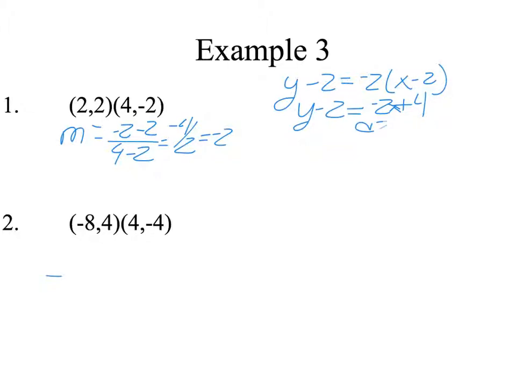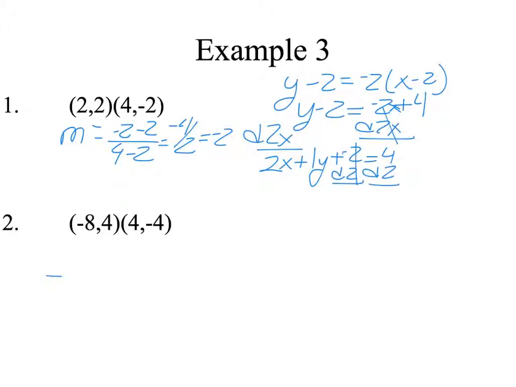I'm going to add 2x to each side. And I get 2x plus 1y plus negative 2 equaling 4. I'm going to add 2 to each side. 2x plus 1y equals 6.